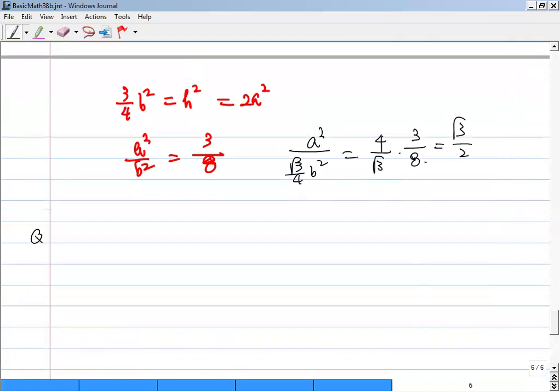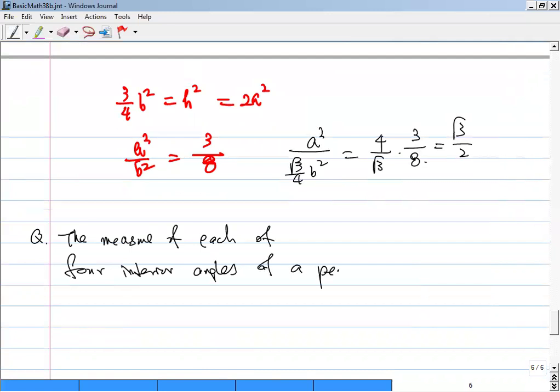Okay, our next question is: I know the measure of each of 4 interior angles of a pentagon is 100 degrees. What is the degree measure of the 5th angle?